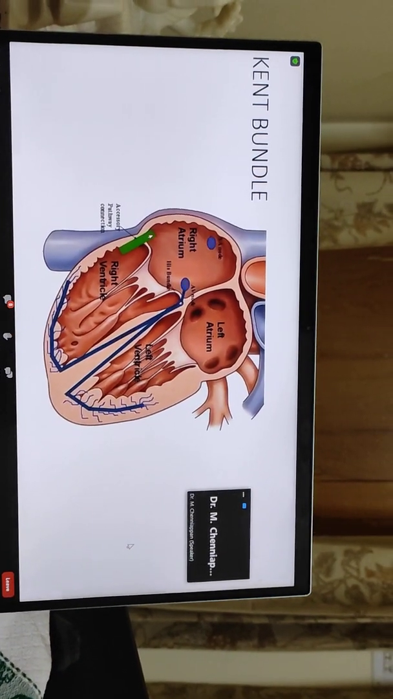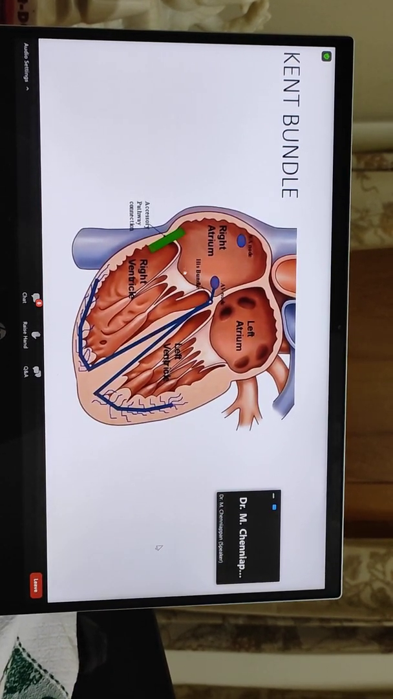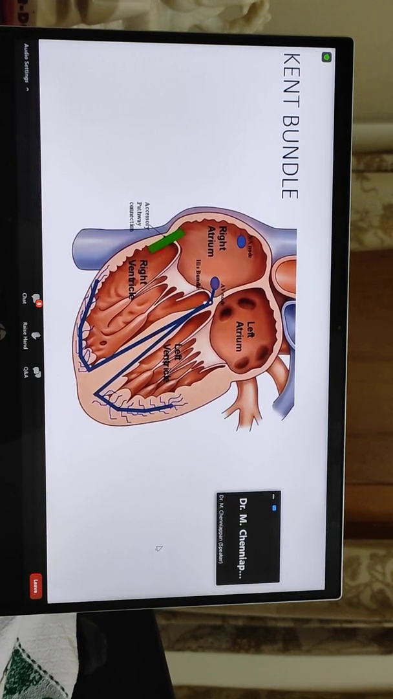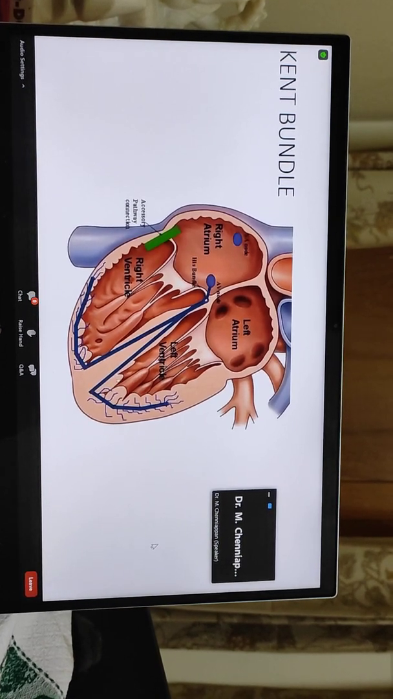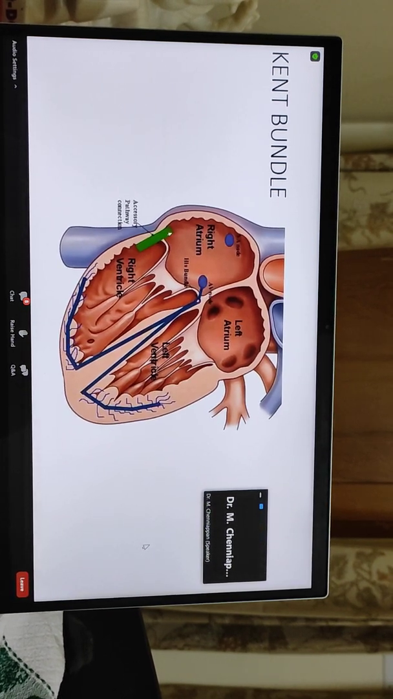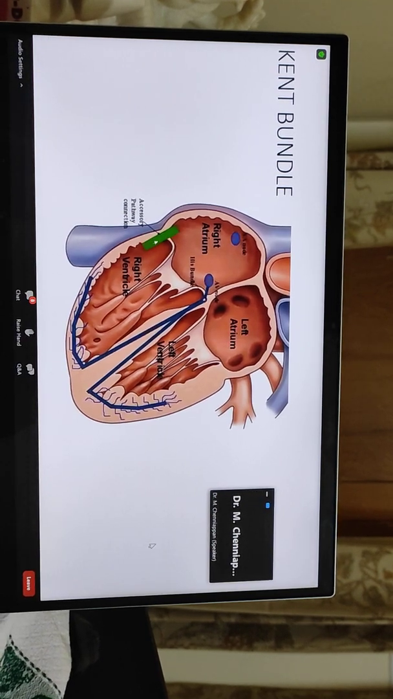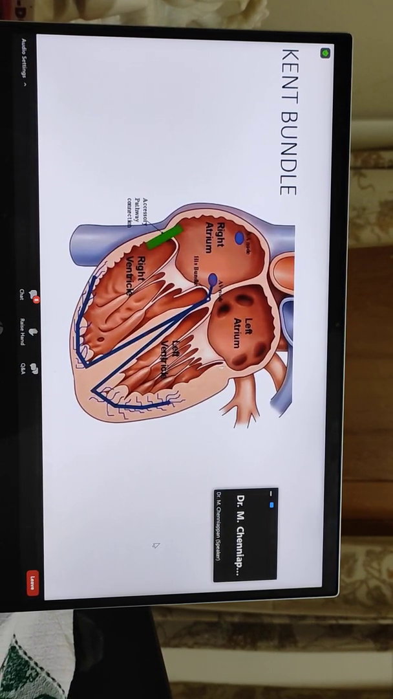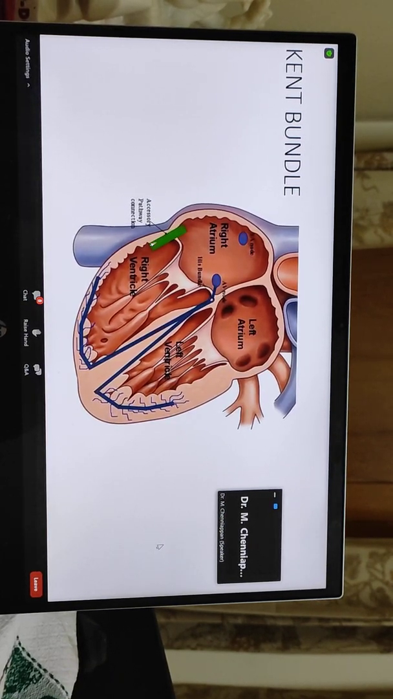So what is causing this Kent bundle pre-excitation or WPW syndrome or pattern? As I told you, we have the normal conduction system of the heart, which has the SA node, AV node, His bundle, bundle branches, fascicles and Purkinje fibers. You have an accessory pathway here, which is connecting the atrium to the ventricle. The location of the accessory pathway may be anywhere. Most often it can be on the right side or on the left side. So it can be in the anteroseptal region or in the posteroseptal region. It may be in the right free wall or in the left lateral wall. So anywhere in the heart, this accessory pathway can be located.